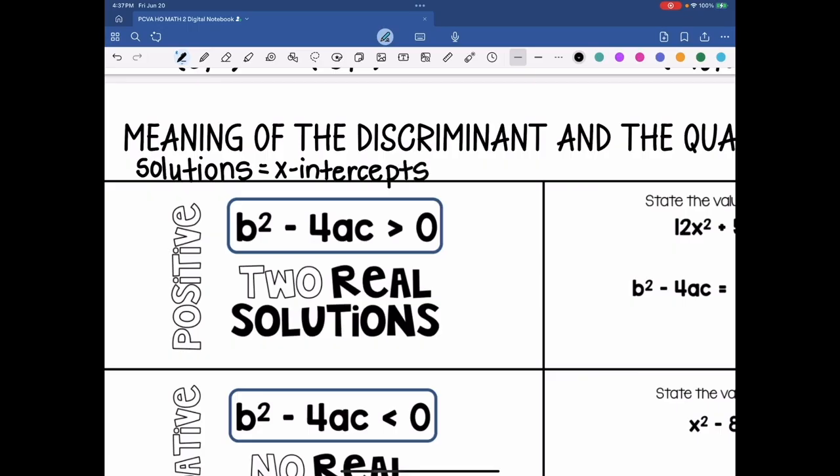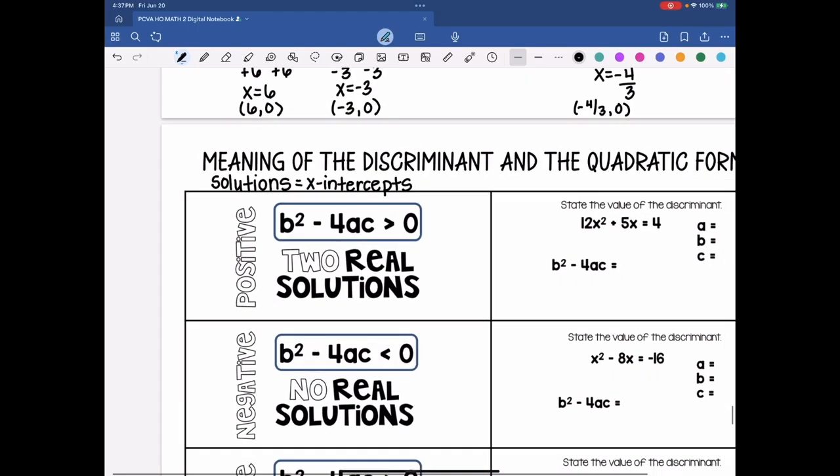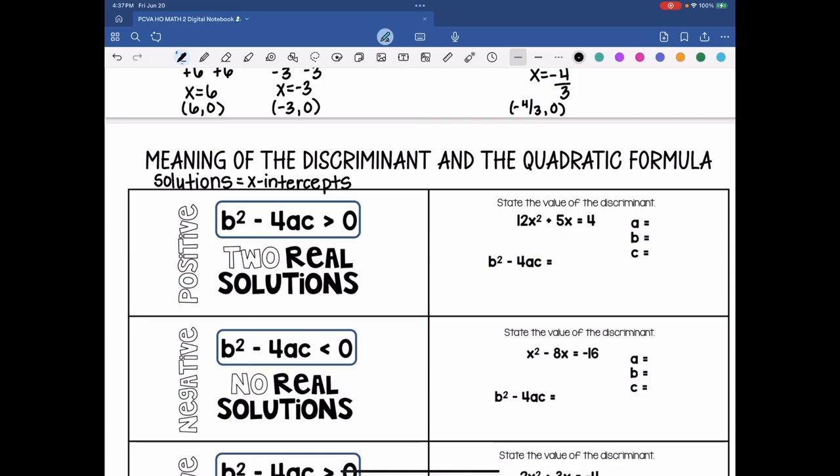So the first one that we're going to be looking at, so if we plug in all of our numbers and we get b squared minus 4ac and it's greater than 0, so that means it's positive. That means it's going to have two solutions. So if this is my x-axis, that means that it's going to cross the x-axis twice. So those two solutions, those two x-intercepts, that means that it would have a positive discriminant. So if my discriminant is greater than 0, that means it has two solutions.